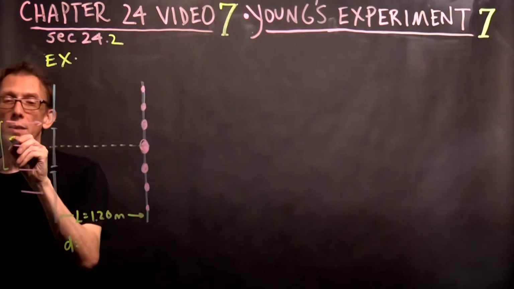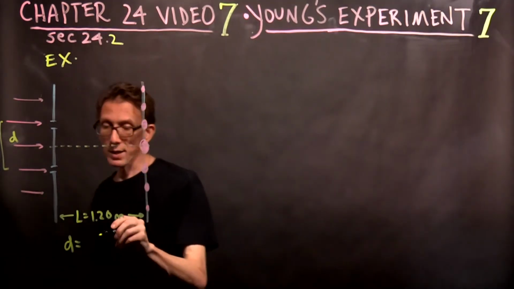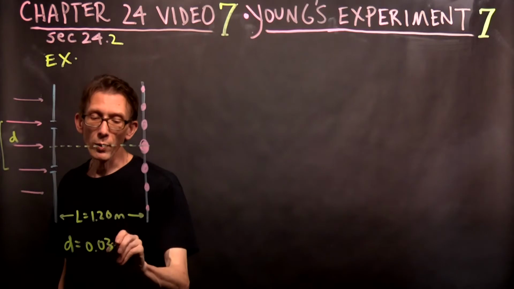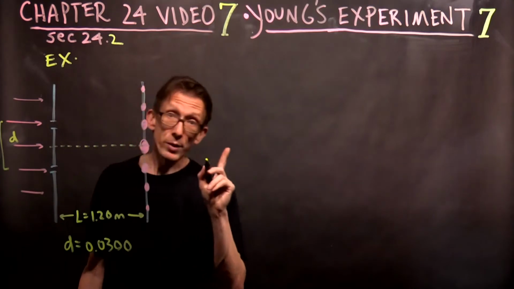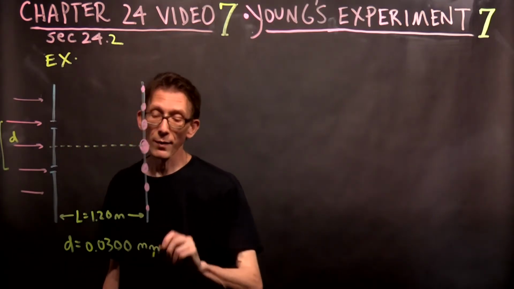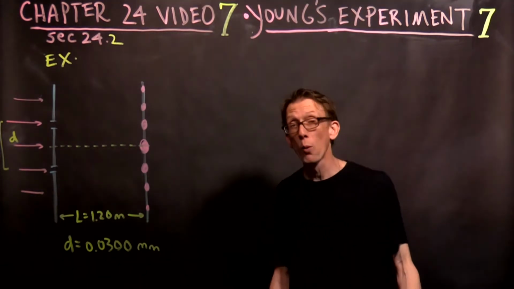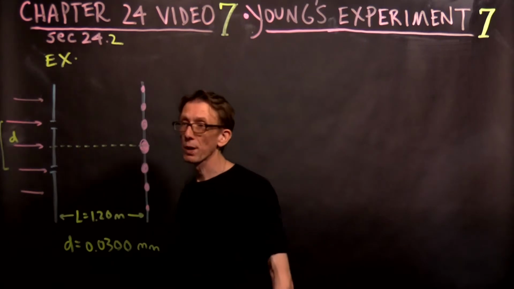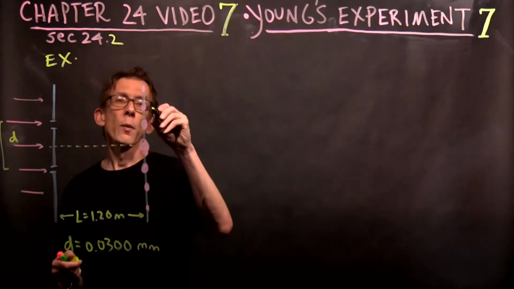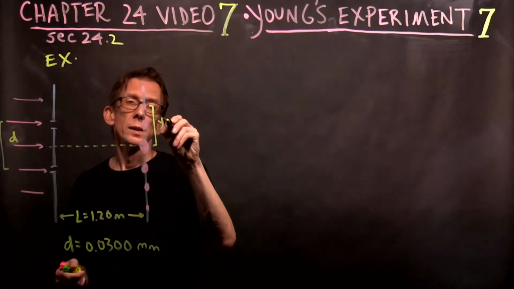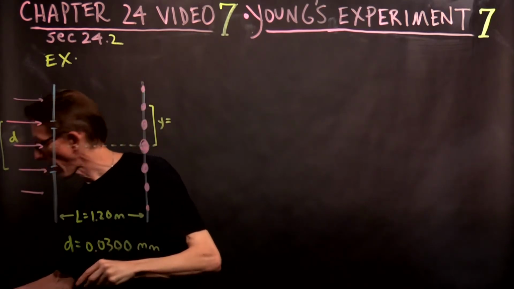The distance here is d, right? The distance between the slits is d. That's a small value: 0.0300, three sig figs here. Not meters, but millimeters. So this is 3/100ths of a millimeter. You can't see that separation with your eyes. It's just below what we can resolve. So that's pretty small. And we know one more thing. We know that y to the second bright fringe is 4.5 centimeters.